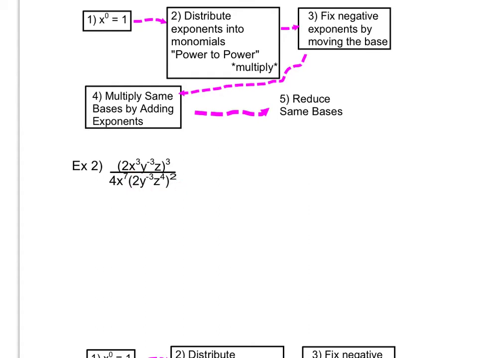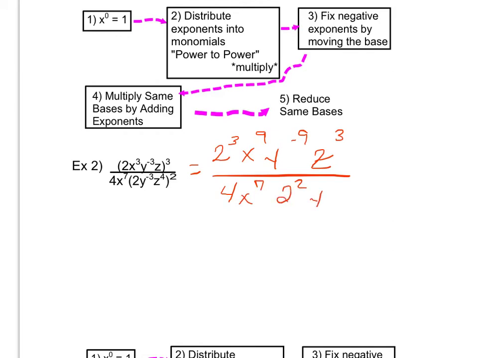I remember that when I have power to a power, I multiply, and this gives me 2 cubed, x to the 9th, y to the negative 9, z to the 3rd, all over 4x to the 7th, 2 squared, y to the negative 6, z to the 8th. So again, I distributed that 3 to everything on top and these last 3 parts on the bottom. Notice that distributing gets rid of my parentheses. So now that I've done steps 1 and 2, I'm going to move to step 3.